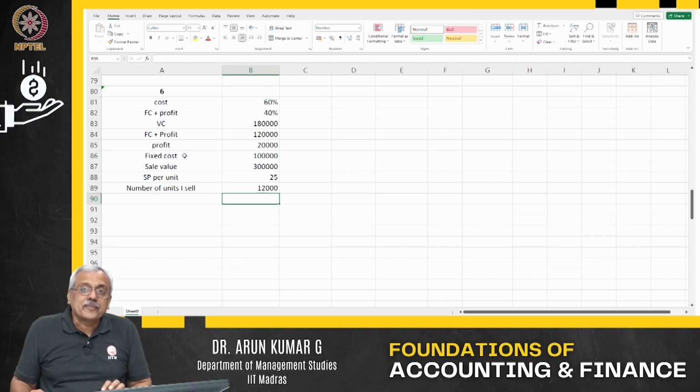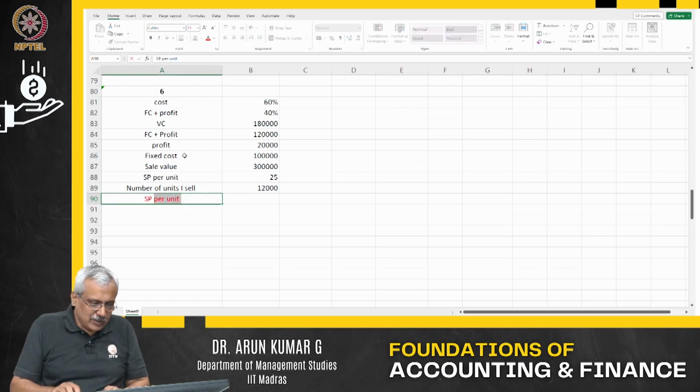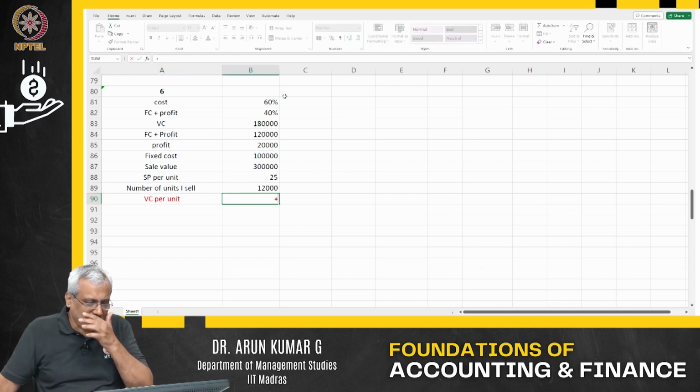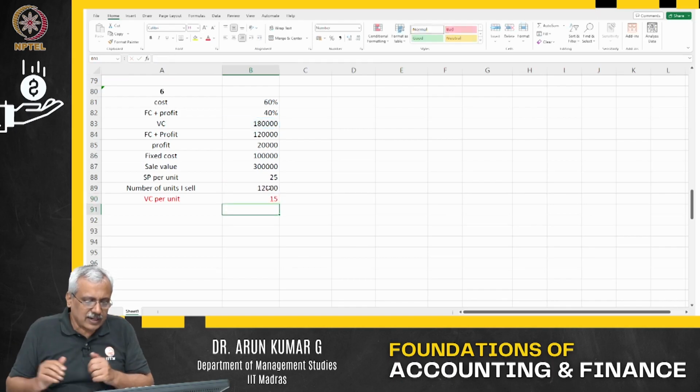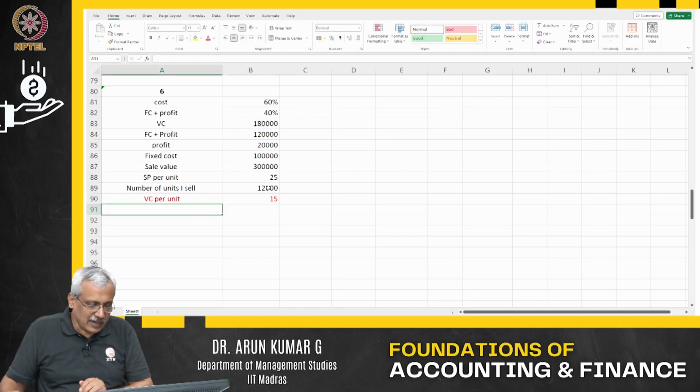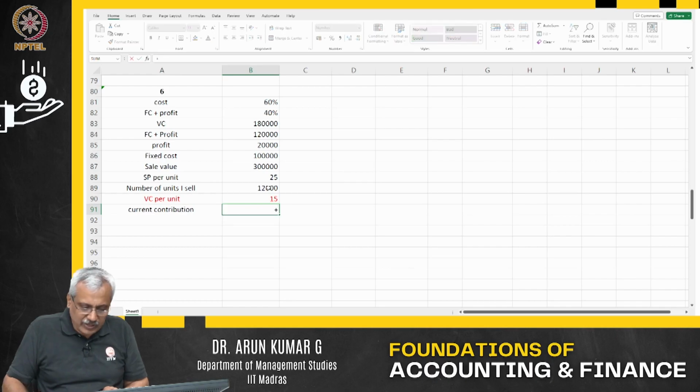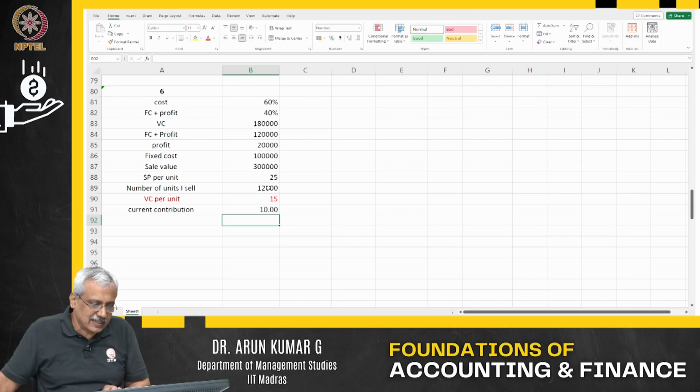Now, what do they say? If this is the number of units, what is the selling price per unit? We know the variable cost per unit. Variable cost per unit is the total variable cost of 1,80,000 divided by 12,000 units, that is $15. So, current contribution is $25 selling price, $15 variable cost, $10 is the current contribution.